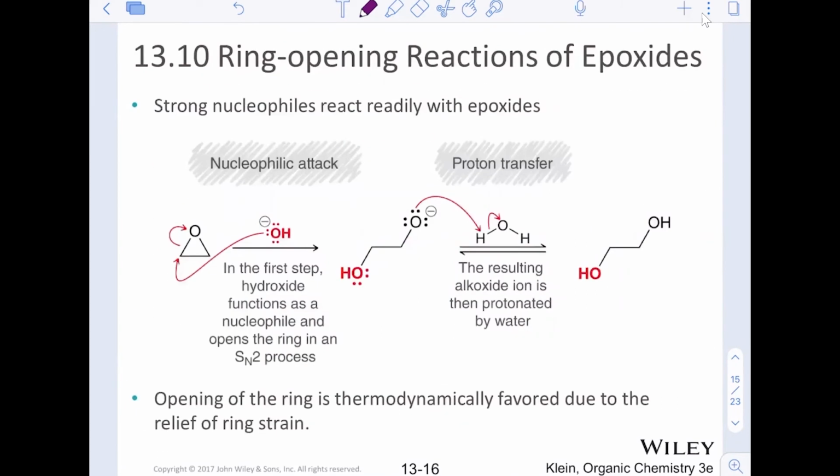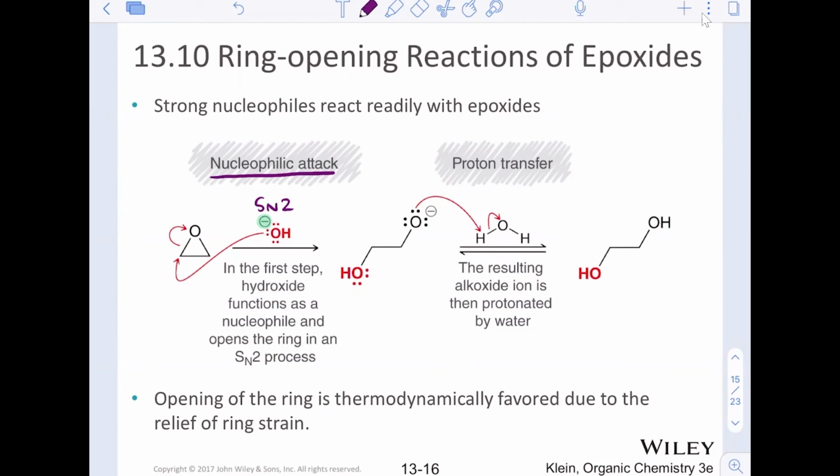All right, strong nucleophiles react readily with epoxides. You do not need any sort of reactant there in the first step to be a proton transfer. You get the nucleophilic attack first. So the SN2 reaction happens first. Only time this happens is if you have a strong nucleophile. So you want to see something small and you want to see something with a negative charge.